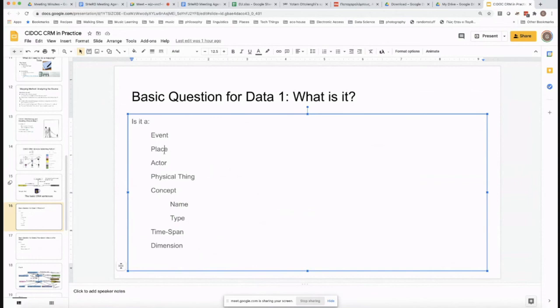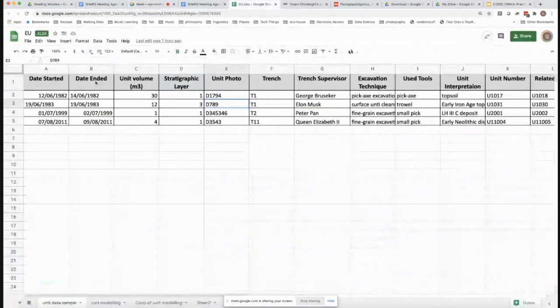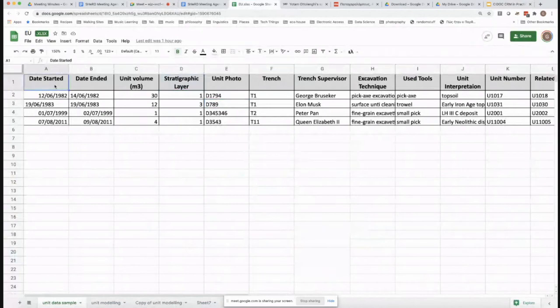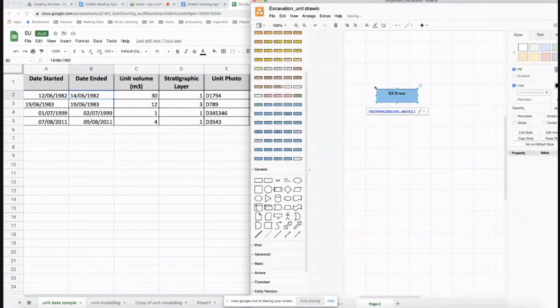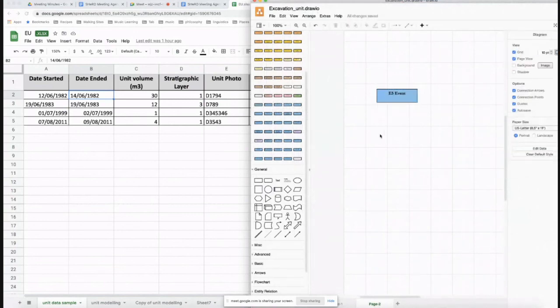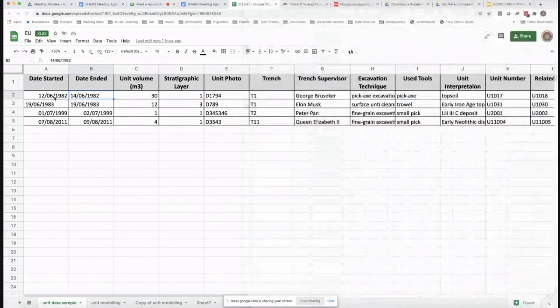Well, I'll give the first answer, which is the whole thing, because it has dates, is probably talking about an event. So the event of excavation. So the way that you would sketch this sort of mapping out in diagram form, for example, would be to make a little box that says, okay, this spreadsheet, each instance of it talks about an event. I'll give a simple one.